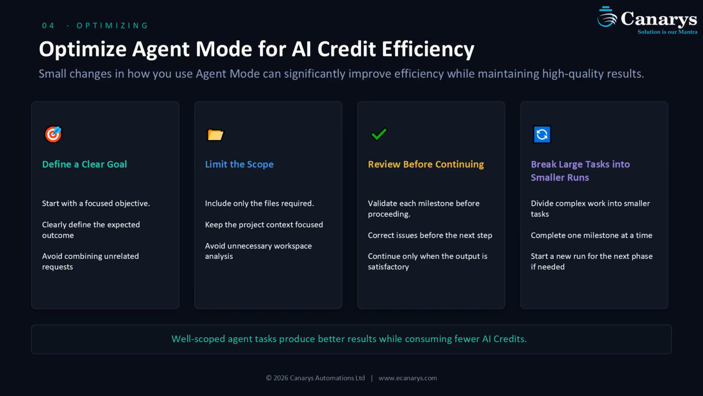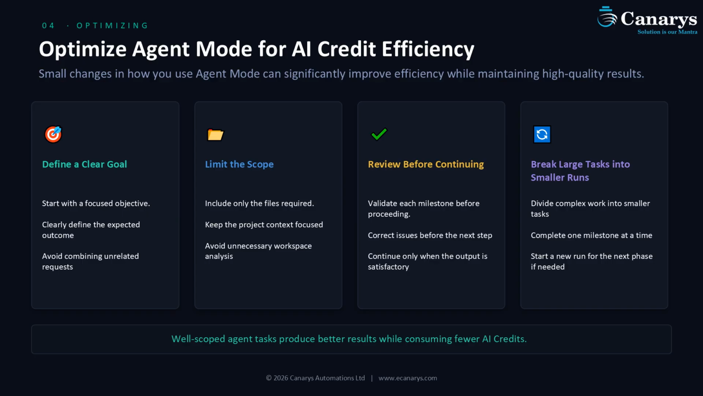Now that we've seen what drives AI credit consumption, let's look at how to use agent mode more efficiently. First, start with a clear objective. A well-defined goal helps the agent focus on the right outcome instead of exploring unnecessary paths. Second, limit the scope. Include only the files and context the agent actually needs. Less context often means fewer planning and analysis steps. Third, review the results before continuing. Instead of letting the agent keep iterating, validate each milestone and correct the direction if needed.